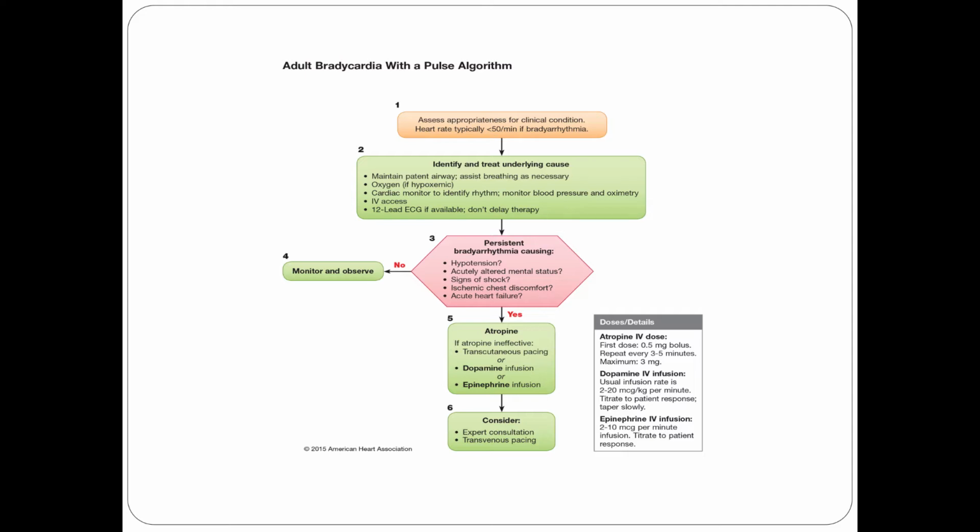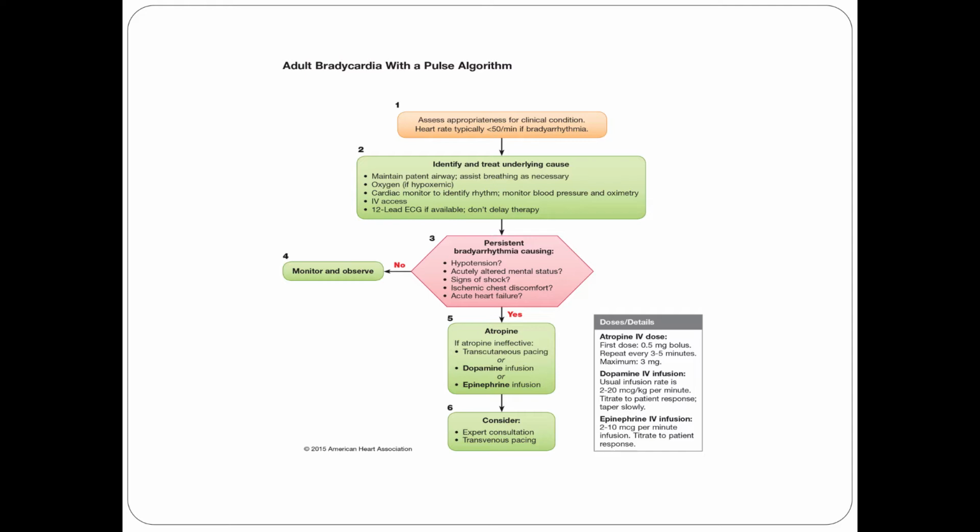If it's ineffective, we could start thinking about transcutaneous pacing, or we could start thinking about using some dopamine for pressure, and that also will give you a little increase in your heart rate, or an epi infusion, which will give you also a pressure and chronotropic effect to make you speed up. You can see to the right the doses for the infusions. You look in your protocol, you'll see how to mix.